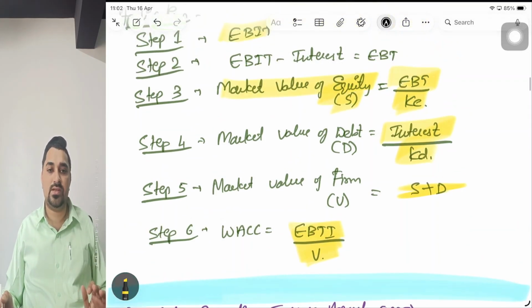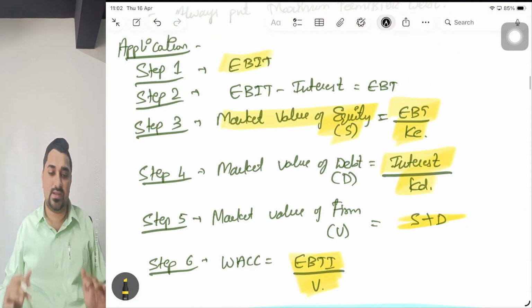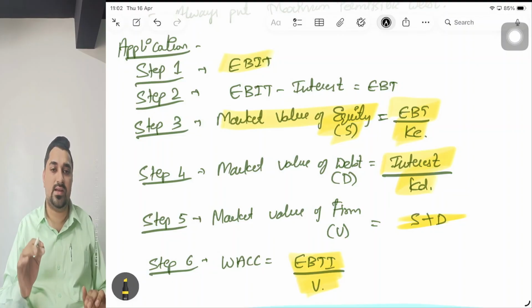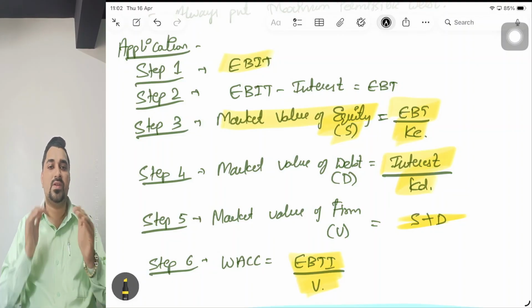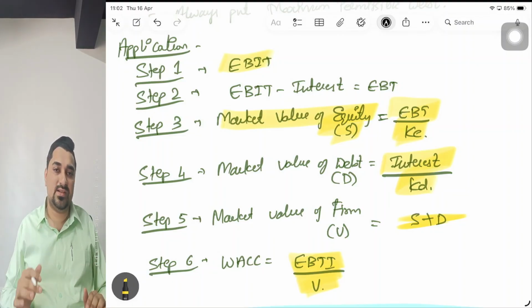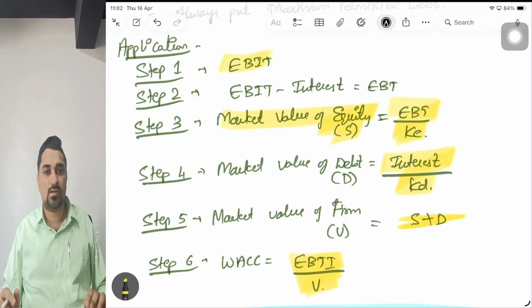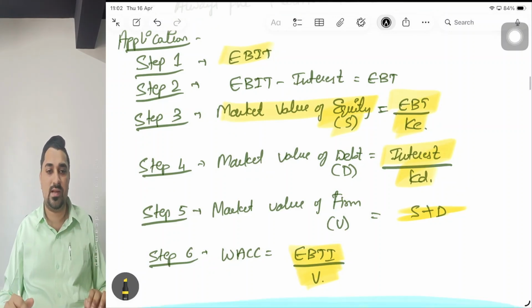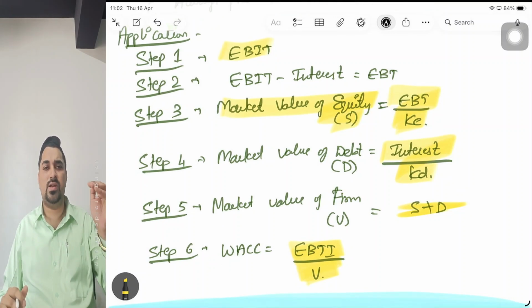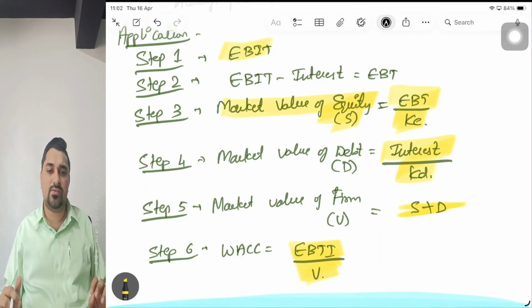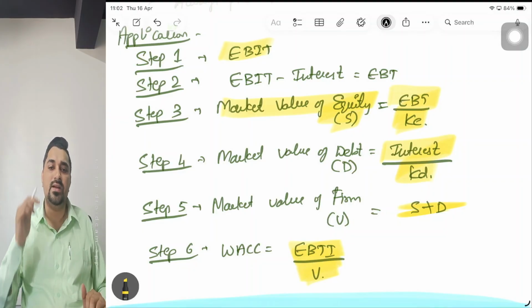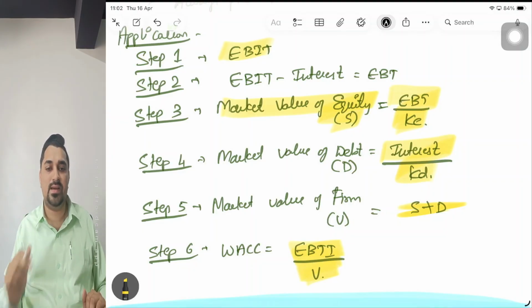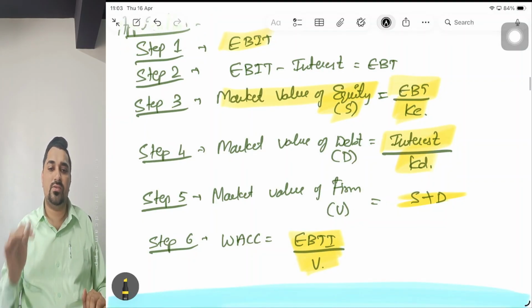The sequence in which you solve the questions matters for each of the theories. So for net income approach, which is a capital structure relevance theory, whenever I change my debt equity mix, my WACC will change and also the value of the firm will change. So how do you solve? From exam point of view, step 1 EBIT, step 2 EBIT minus interest equals EBT. What is step 3? You need to calculate value of equity. The formula is EBT divided by KE, that is cost of equity. Next, you need to find out value of debt.